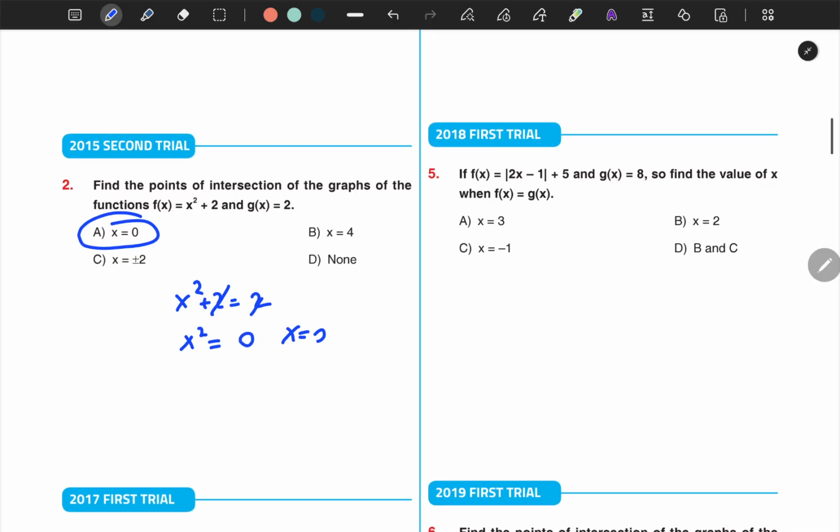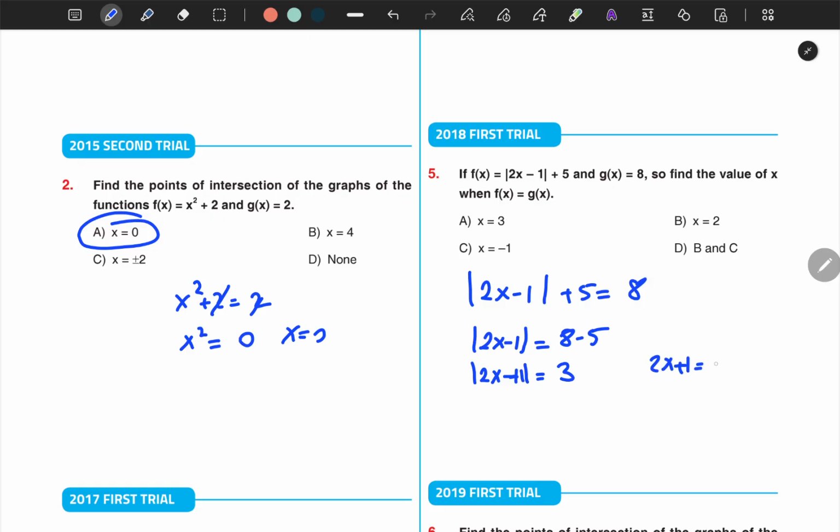Just point of the reflection. Okay, here I have absolute value. Let me solve this question by solving the absolute value of 2x minus 1 plus 5 equal to 8. Move to the other side. The absolute value of 2x minus 1 is equal to 8 minus 5. What will be, guys? 3. Here I have 2 options. 2x plus 1 equal to 3. 2x plus 1 equal to negative 3.